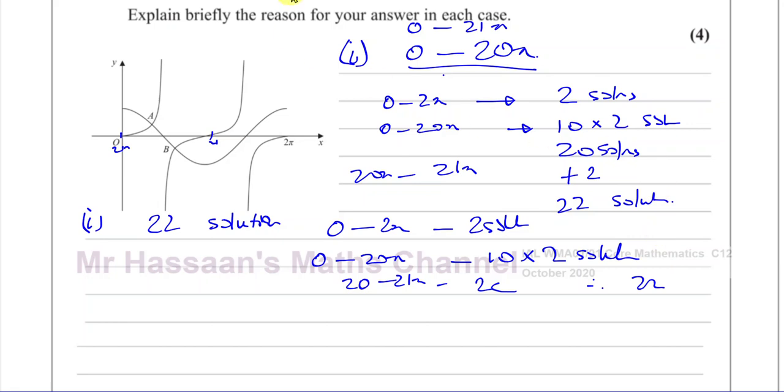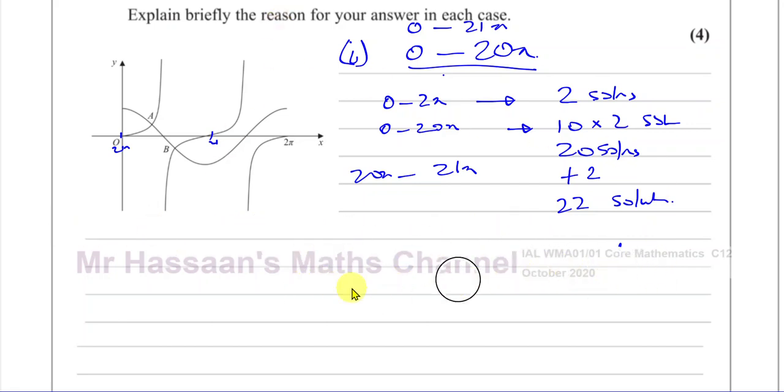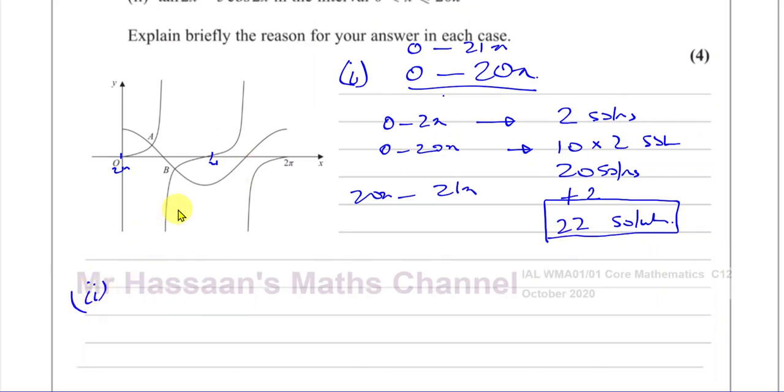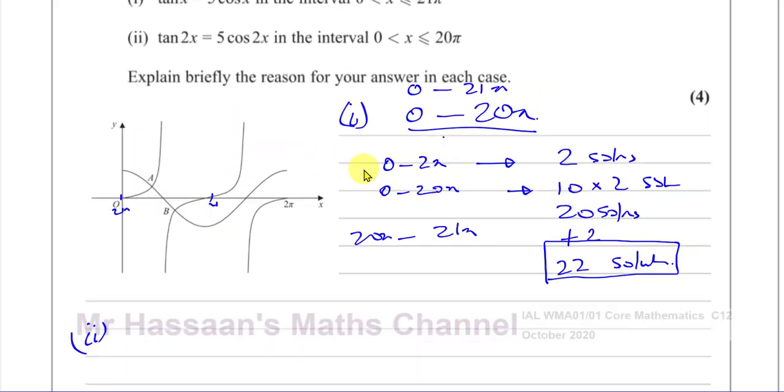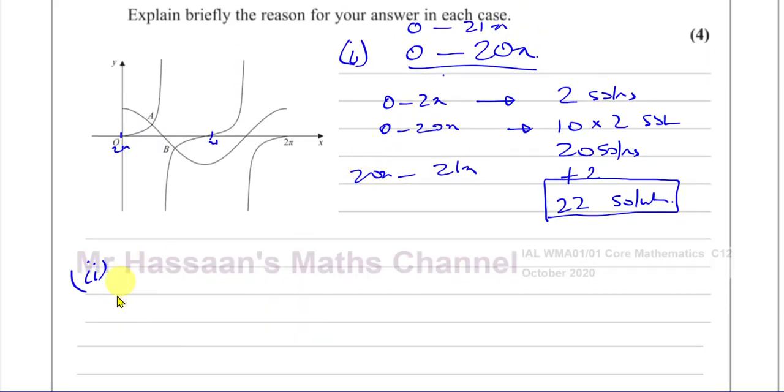In fact, what I wrote there is perfectly fine. I didn't just write the answer down, so what I wrote there is basically an explanation. Not in a proper sentence, but that's perfectly fine. All right, that's part 1. Now, part 2 is asking us to find the solutions for tan x equals 5 cosine 2x.